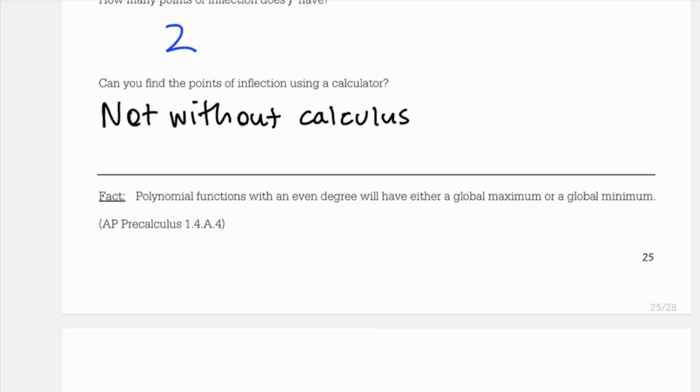Before I move on, I threw this fact in here because it's an essential knowledge from AP Precalculus, and I'm not sure where else I'm going to hit it. I imagine we'll talk about this again when we talk about polynomials or even and odd functions, but polynomial functions with an even degree will have either a global maximum or global minimum. And by global, that's just a synonym for absolute maximum or absolute minimum. Think about y equals x squared, x to the fourth, that one we just looked at. It has to do with the end behavior, which is something we will talk more about in the next unit.